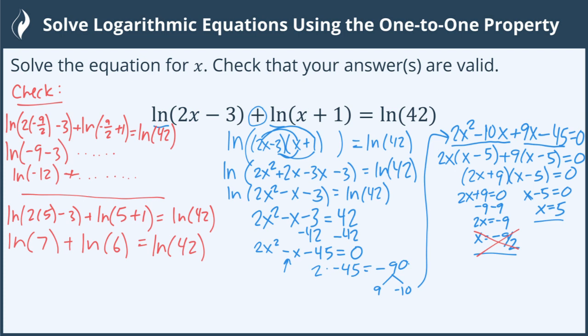Or I can recognize, again, I could use product property because I've got 2 natural logs, so they have the same base. So I can multiply their arguments. 7 times 6, natural log of 42. 7 times 6 is 42. So natural log of 42 does indeed equal natural log of 42. So it looks like x equals 5 is a valid solution, and that's going to be my final answer.